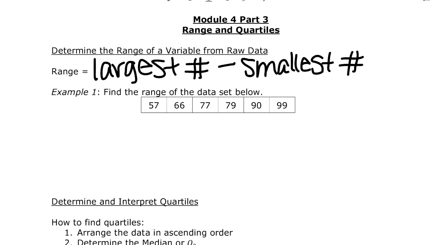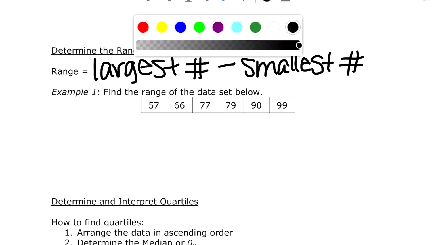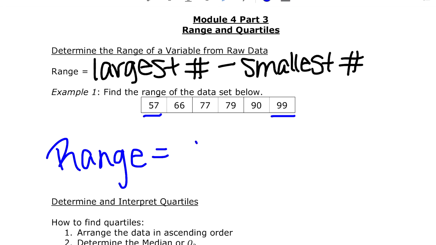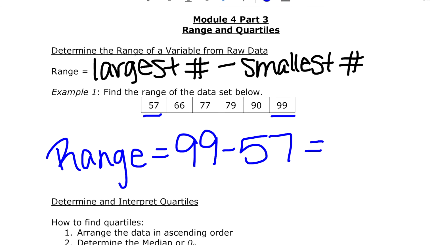So we have a new data set that we're looking at for these notes. We're going to find the range of this data set. Our largest number is 99, and our smallest number is 57. So my range is going to be equal to 99 minus 57, which is, I believe, 42, but I'm just going to double check that because I'm known for making mistakes with subtraction. All right, 42, and that's our range.